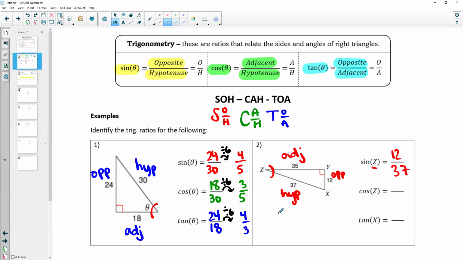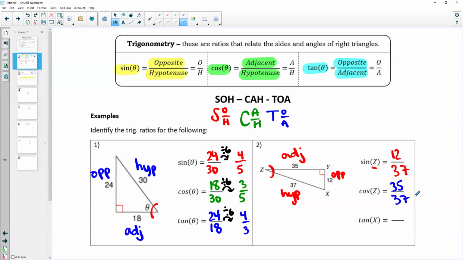Next, we could take a look at writing the ratio for cosine of z. Looking at cosine, we're looking at adjacent over hypotenuse. So we're going to start with adjacent on top, which is 35. On the bottom, we have the hypotenuse, which is 37.